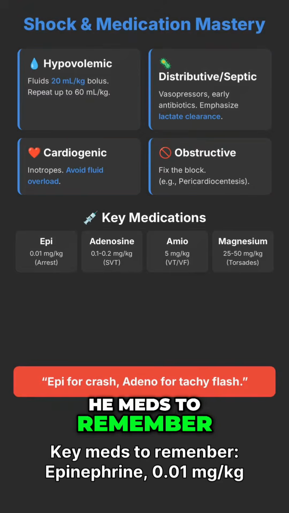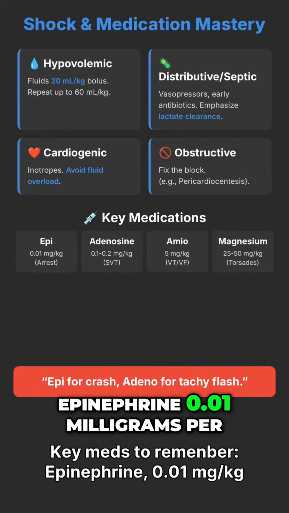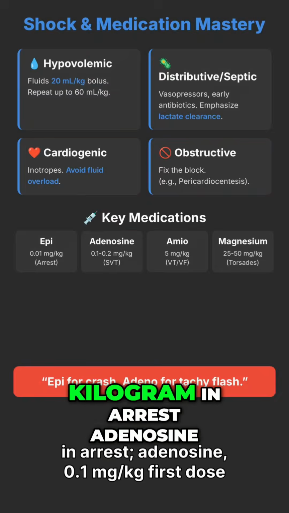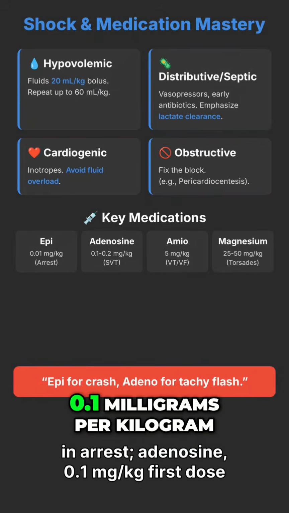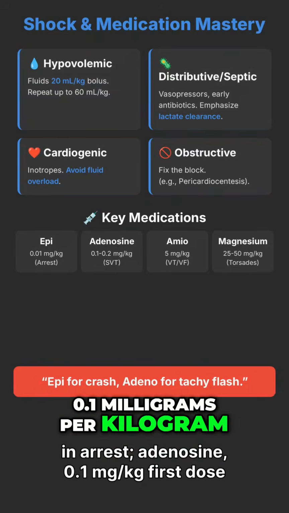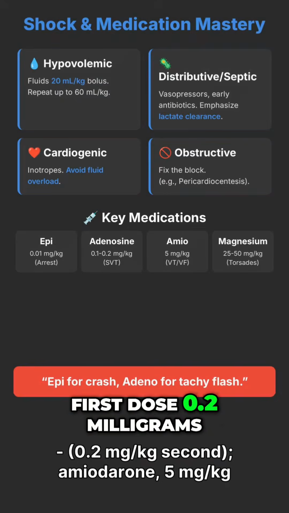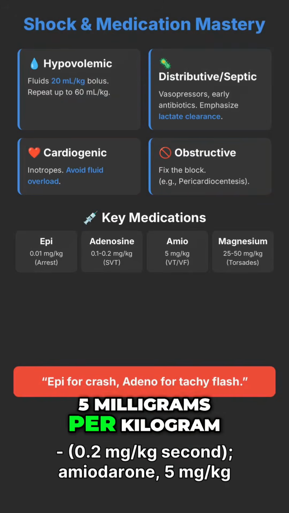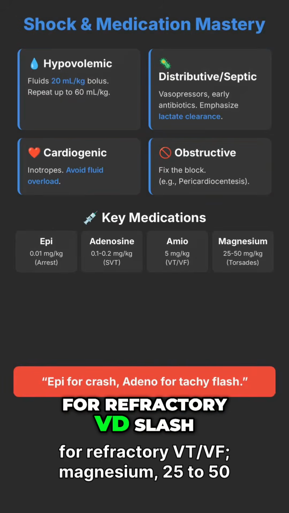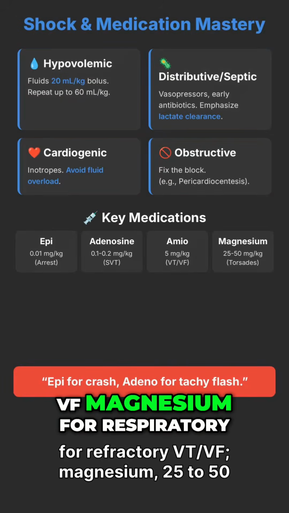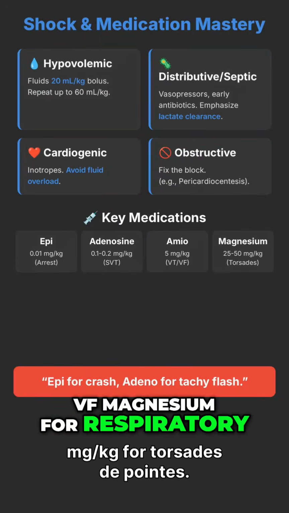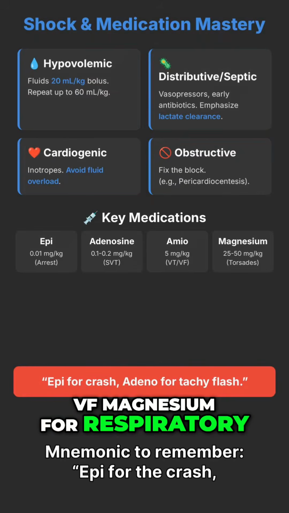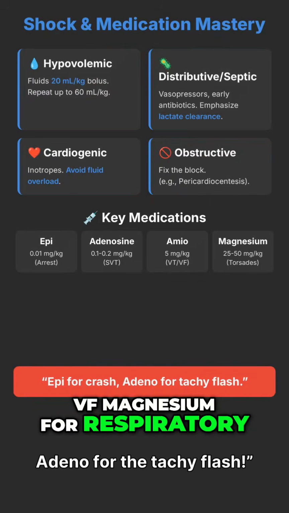Key meds to remember: epinephrine 0.01 milligrams per kilogram in arrest, adenosine 0.1 milligrams per kilogram first dose, 0.2 milligrams per kilogram second, amiodarone 5 milligrams per kilogram for refractory VT/VF, magnesium 25 to 50 milligrams per kilogram for torsades de pointes. Mnemonic to remember: AP for the crash, adeno for the tachy flash.